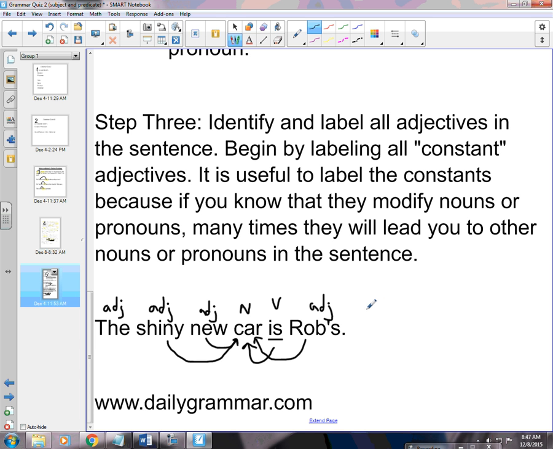If you are uncomfortable doing any of these things, please visit www.dailygrammar.com and click on the Archives tab where you have access to all the grammar lessons, or you can schedule an appointment to see me before school, after school, or during unit lunch. Thank you and good luck.